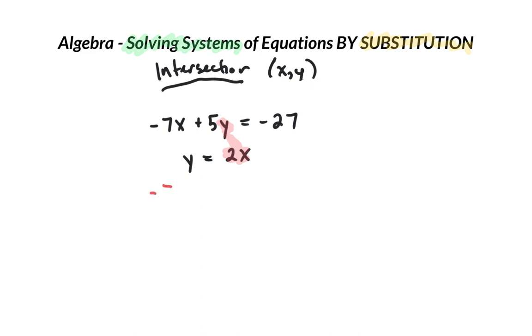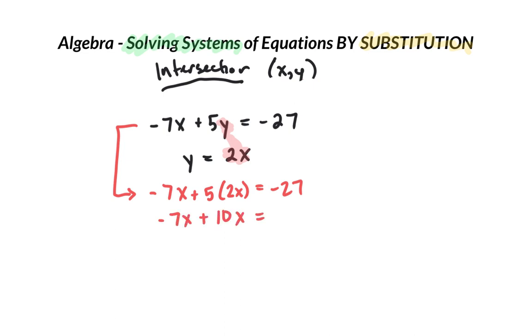So I'd say negative 7x, just taking this equation down here, plus 5 times, and instead of y, I'm going to say 2x, since that's what y was equal to. The reason that's useful is now as I simplify a little bit, I'm down to one variable. Negative 7x plus 10x is 3x. Divide both sides by 3. X is negative 9.